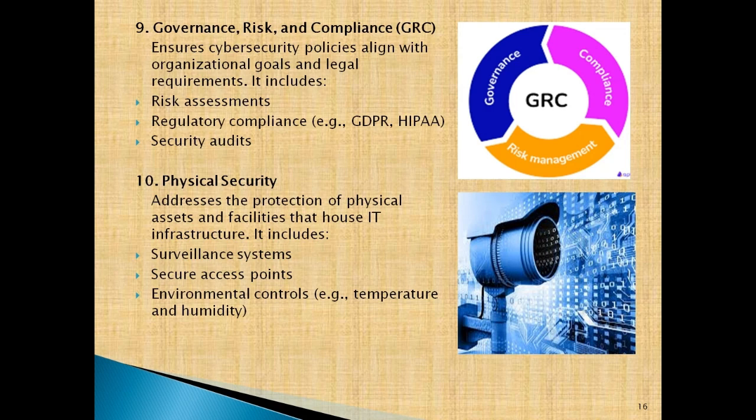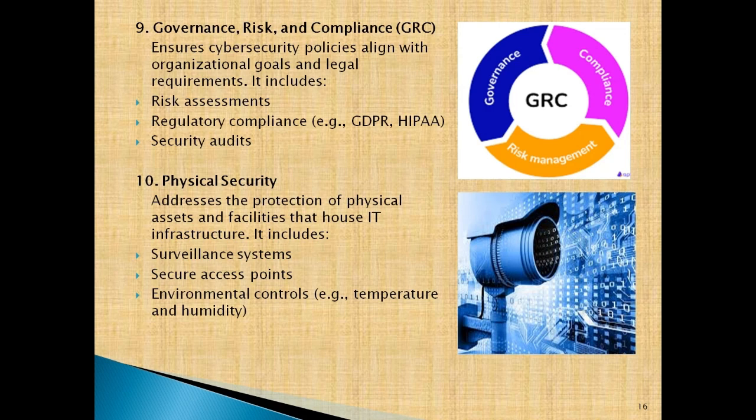Now, finally, we have physical security, which addresses protection of physical assets and facilities that house IT infrastructure. It includes surveillance systems, access points, and environmental controls like temperature and humidity. So using, for example, surveillance cameras to check who gains access into a building, who gains access into the server room, who gains access into the IT department. This can be used to protect data. It's a cybersecurity domain which is part of the areas a cybersecurity professional should be aware of.